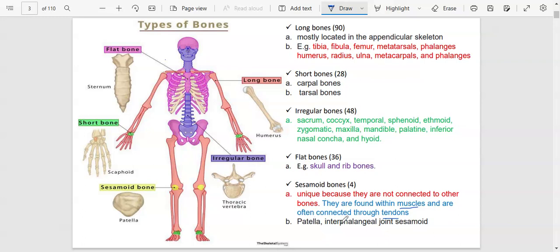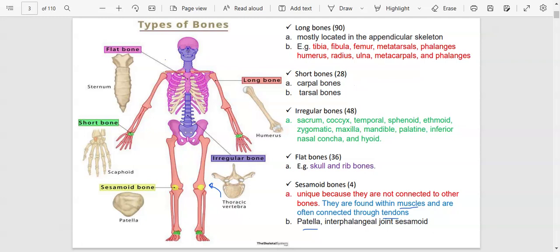They are mostly found on joints, the sesamoid bones. So they are going to lie within tendons. For example, we have got the patella, which is found on the knee. So that is a sesamoid bone. So that is how we get to classify bones, basically classified into five different types.